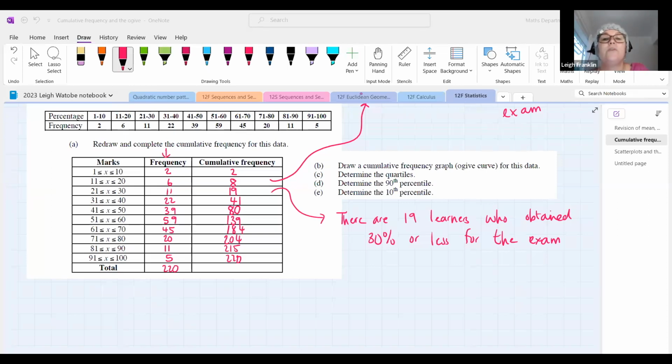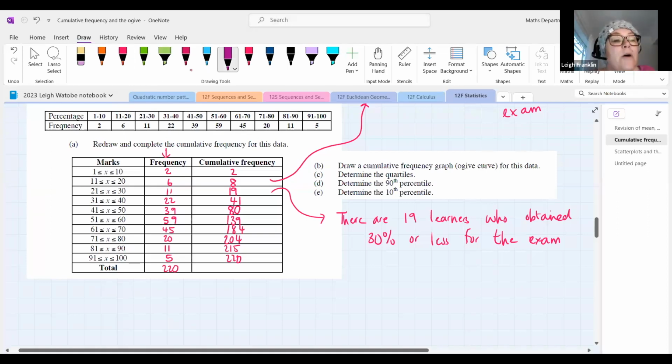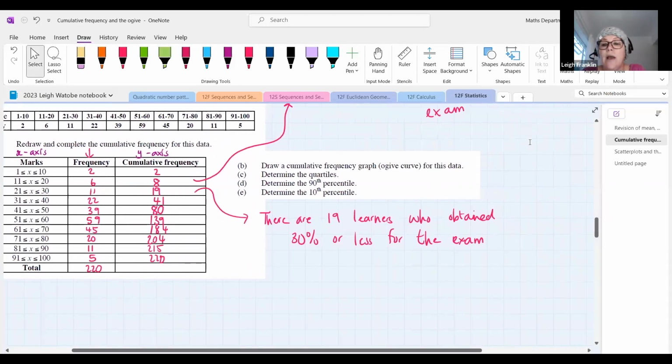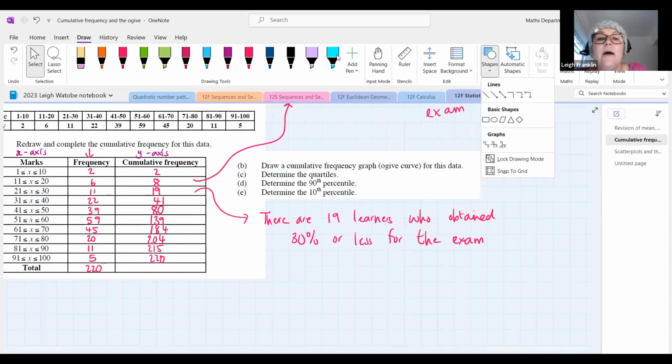Okay, the marks, good. So marks go on the x-axis. Cumulative frequency is what goes on the y-axis. We need to make sure that we can go up as high as 220. So let's draw a line here.